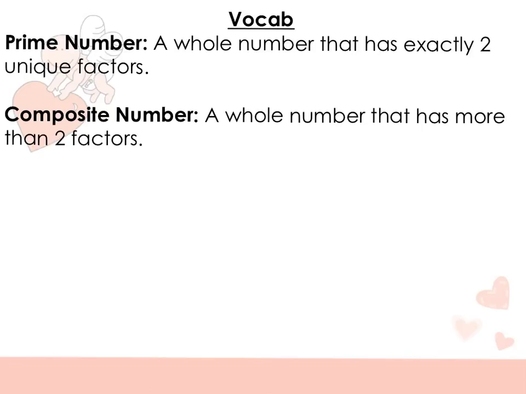A composite number is a whole number that has more than two factors. So for example, I'll use the number 10. You can get 10 by multiplying 1 times 10 or 2 times 5. There are more than two numbers that multiply to give us 10, so that's why it's considered to be composite.